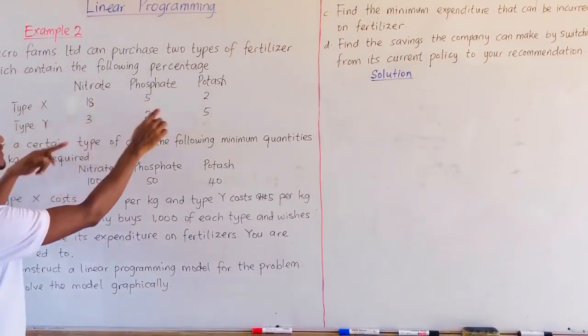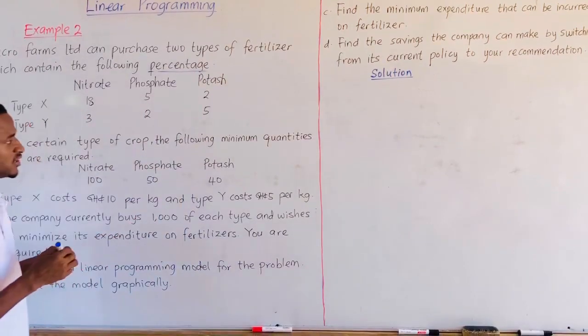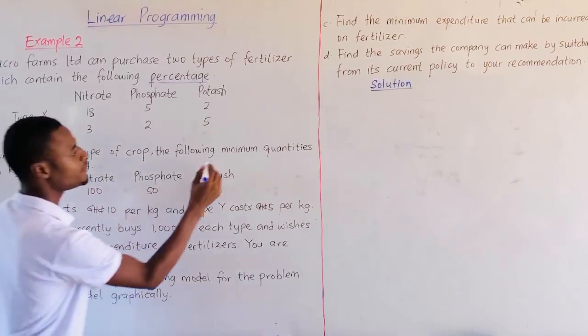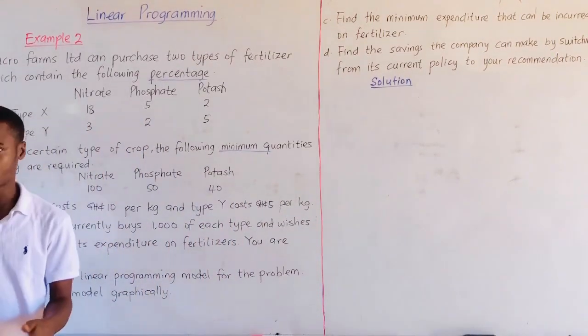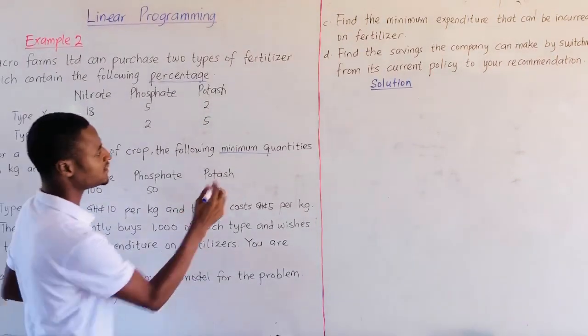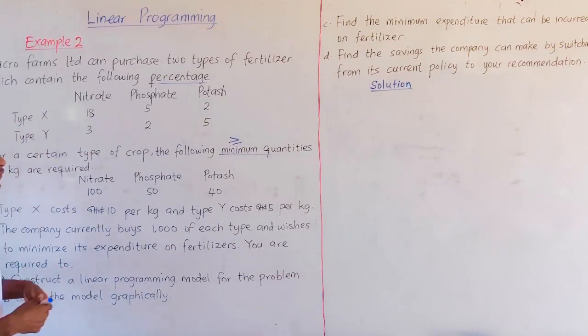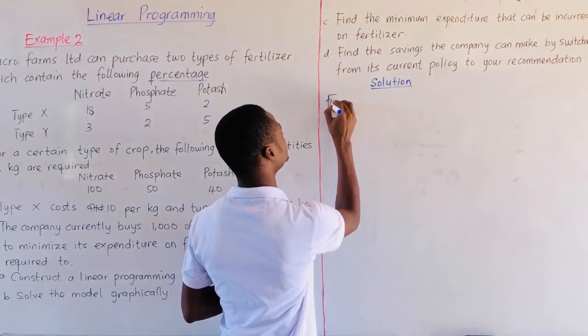Note that these quantities are in percentages, contain the following percentage, and all these amounts are the minimum requirements. We have stated the meaning of minimum in the beginning of this lesson, that minimum is greater than or equal to. So let's formulate our linear programming model constraints.